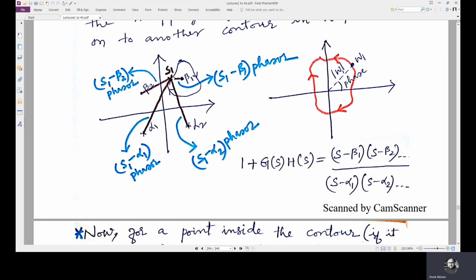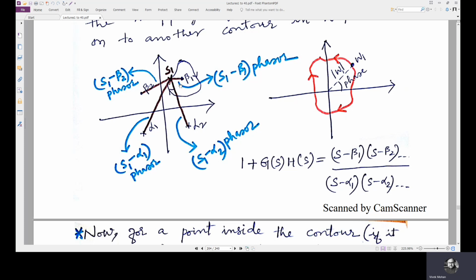So if we are traversing the contour in the clockwise direction, your S1, the next point is S2, S3, S4, like that you are traversing, right? So if the complete contour is traversed, then there is an angle contribution of 2 pi, right? This is actually minus 2 pi, because this is in the clockwise direction, so this is minus 2 pi. So what is the angle contributed by each pole and zero?